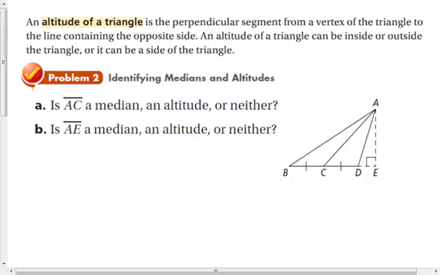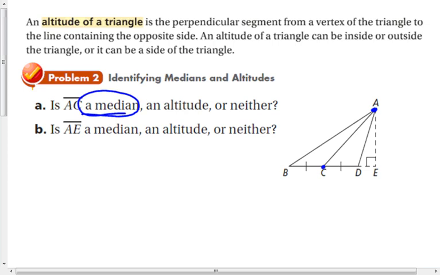All right, an altitude of a triangle is a perpendicular segment from the vertex of one triangle to the line containing the opposite side. The altitude of a triangle can be inside or outside the triangle. Here is an example. Is AC a median or altitude or neither? So AC connects a vertex to the midpoint of the other side. That would be a median.